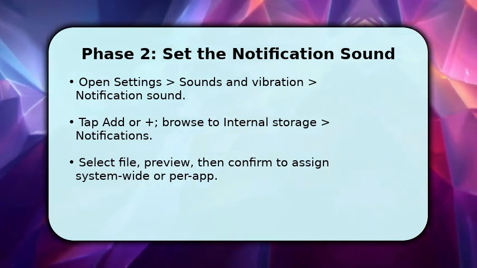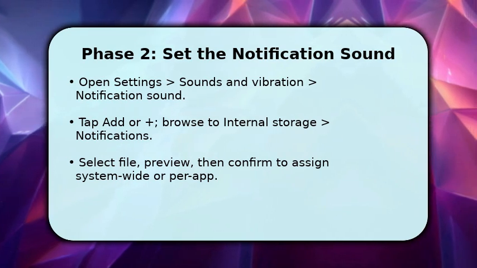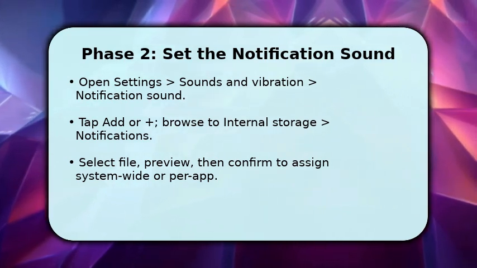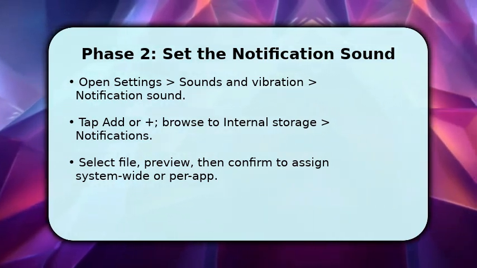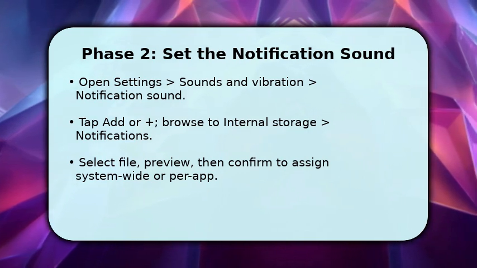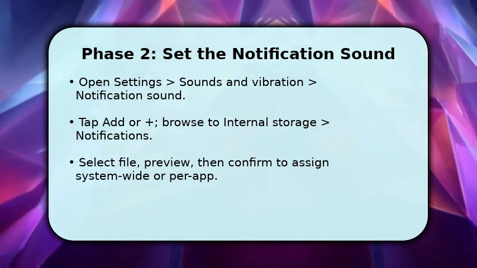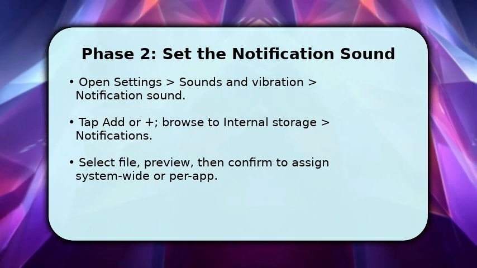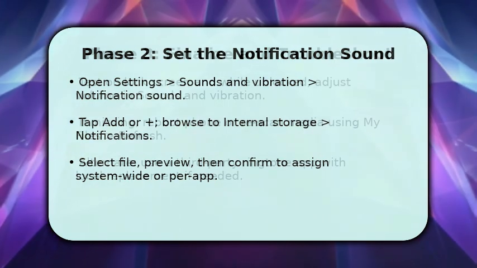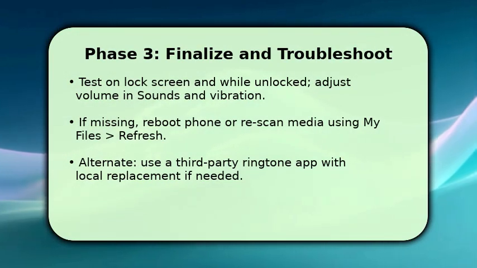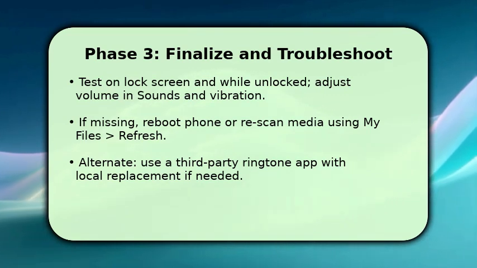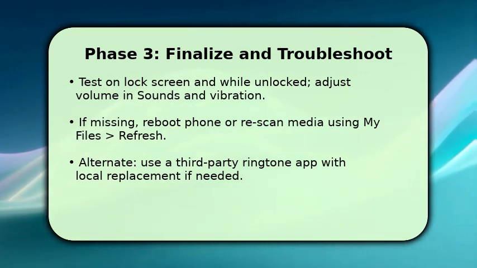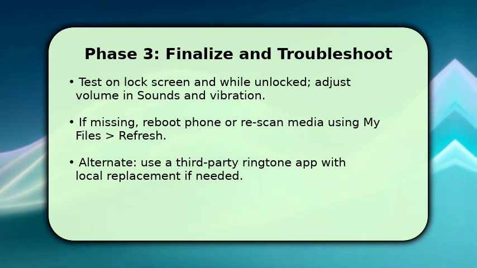Once you confirm, choose whether to apply it system-wide or assign it to specific apps under App Notifications. This approach ensures the tone appears in the system list and is available for per-app customization, giving you control over where it rings. You finish by testing the sound on both lock screen and while the phone is unlocked, then adjust notification volume in Sounds and Vibration if it's too low.